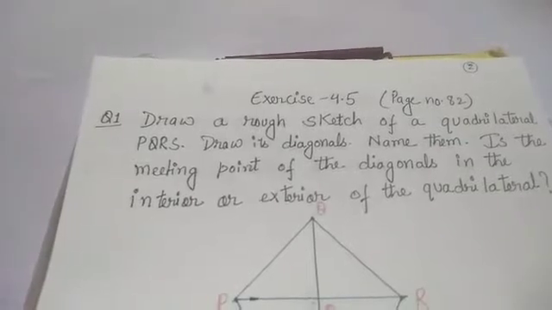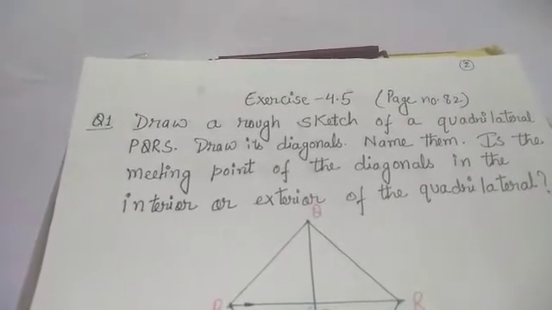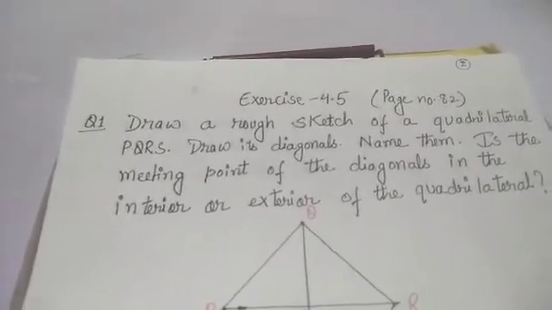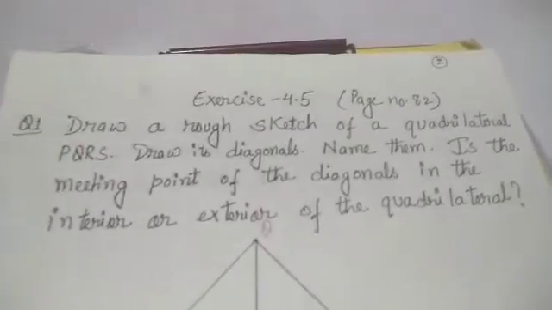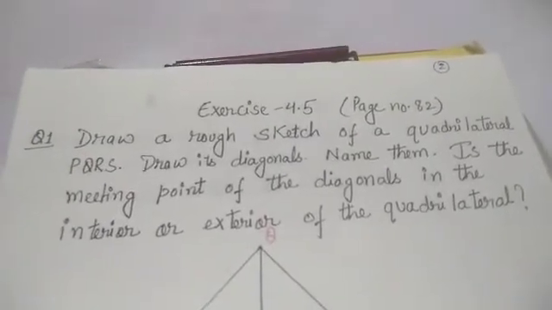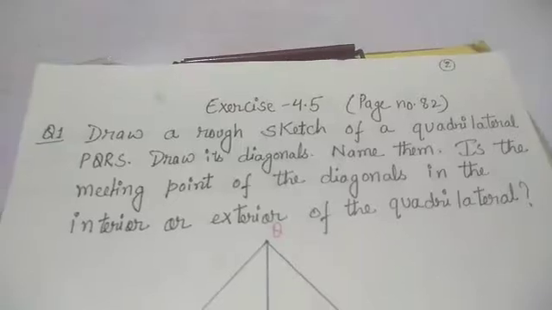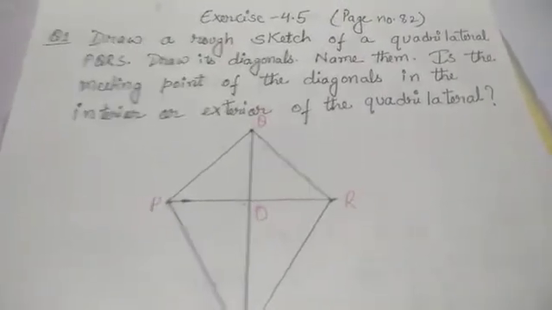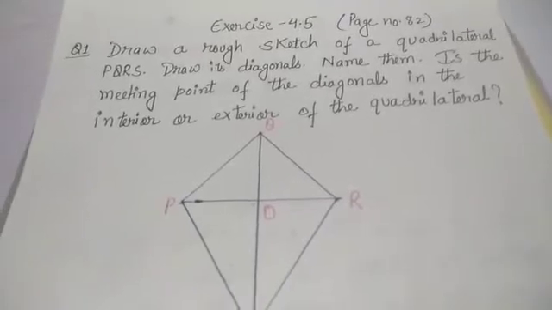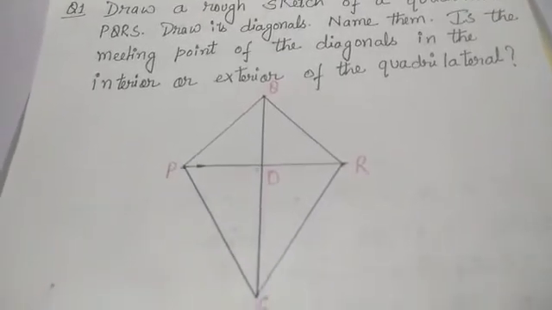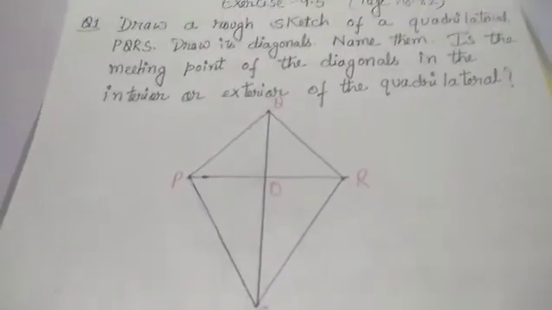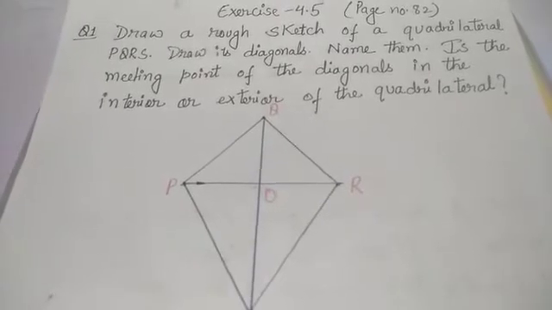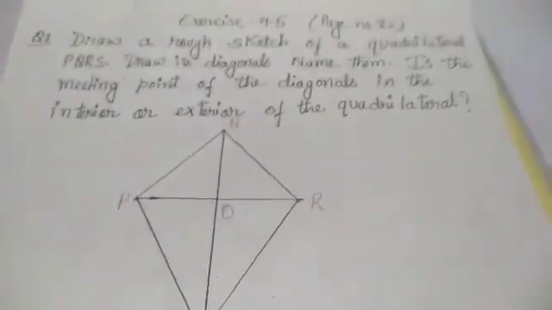Now we will start our exercise 4.5, page number 82 in your NCERT. Which have question number 1. Draw a rough sketch of a quadrilateral PQRS, which we have drawn here. Draw its diagonals. Diagonals for this figure are PR and QS. You can also name it RP or SQ. Okay, name them. We have already named them.